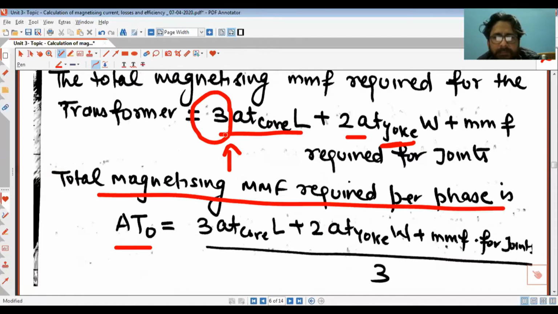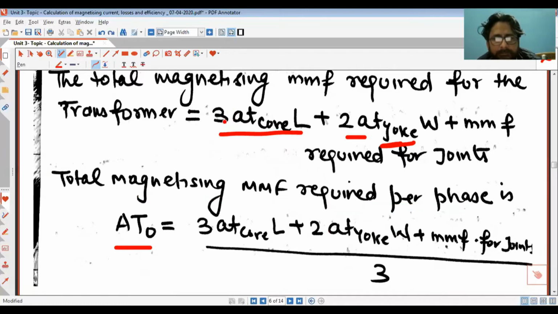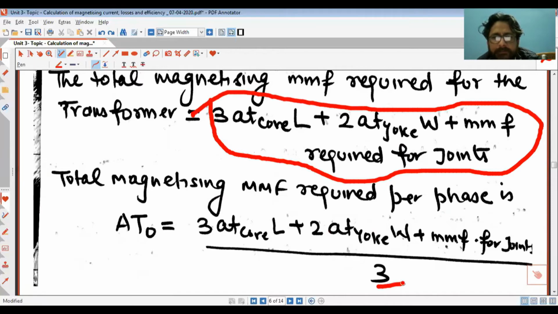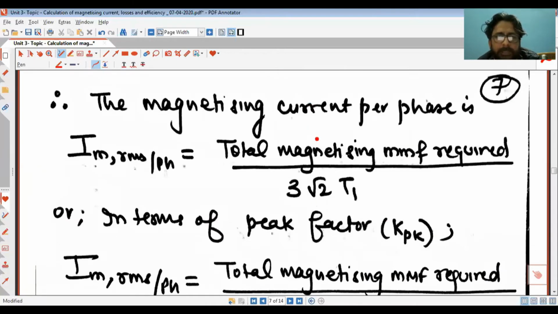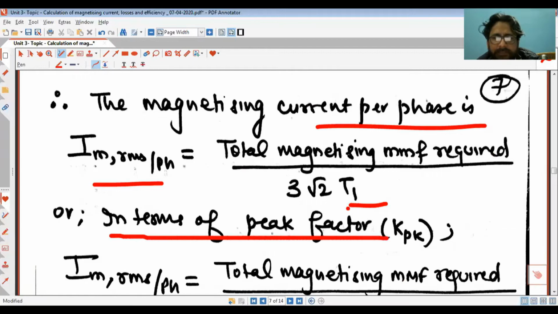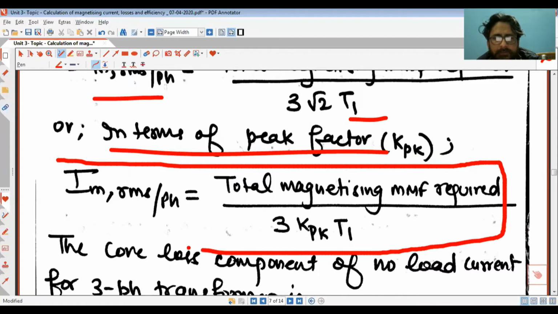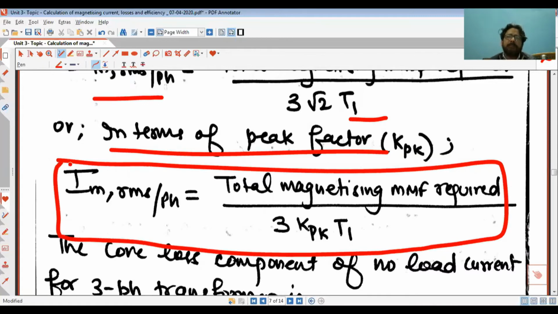So per phase, what will happen is, this whole value that we have calculated here, this is divided by 3, right? Now the magnetizing current per phase will be total magnetizing MMF required by 3 root 2 T1. So in terms of peak factor, we'll replace root 2 with peak factor. So we have this equation. So using these equations, we can calculate the value of magnetizing current in case of single phase transformer, or magnetizing current per phase in case of 3-phase transformer, right?